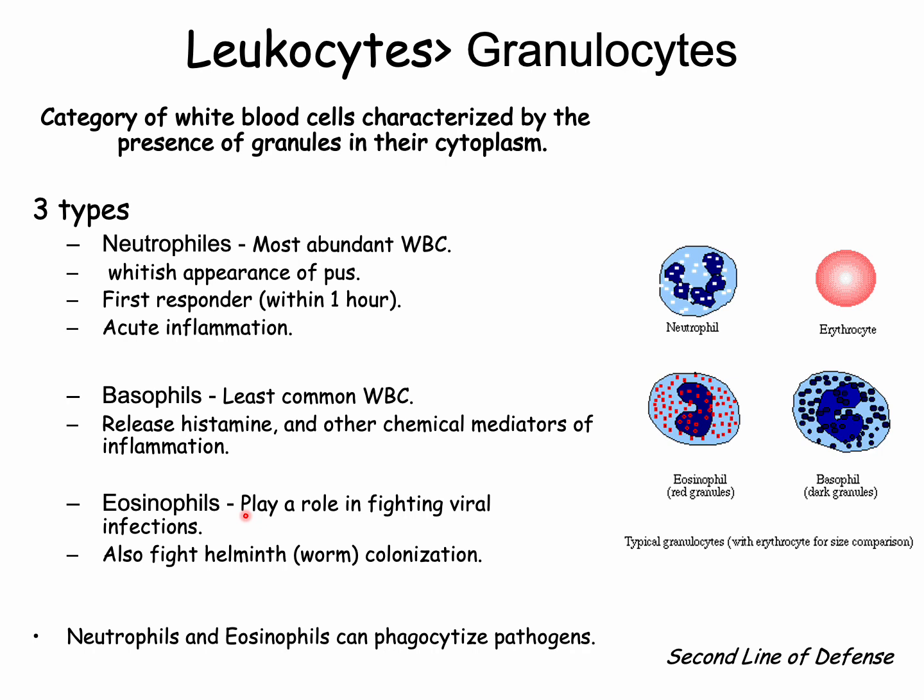And then eosinophils play an important role in fighting viral infections and types of parasitic infections, like infections from helminths or parasitic worms. And then also eosinophils can phagocytize pathogens as well. But I'm really only going to ask you about neutrophils and macrophages as far as phagocytic white blood cells.